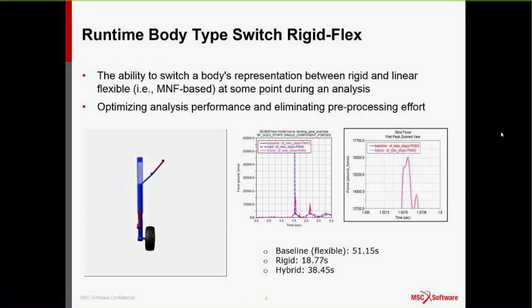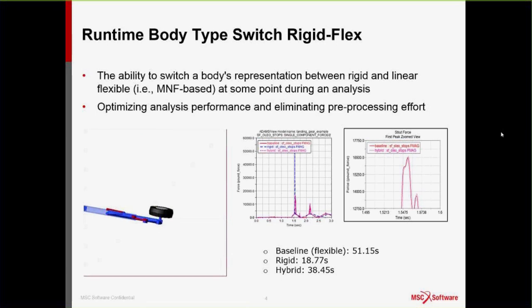So in this release, we've added the capability to switch the type of body from rigid to flexible during runtime. So this means from a rigid body to a linear flexible, M&F-based flexible body at any point during the analysis. This is important and helpful when you're trying to reduce your simulation time, say for a portion of the event, like the deployment of the landing gear. You don't really need the flexibility of the system, but then when you bring it down into the ground hard, you're going to need flexibility in those struts.